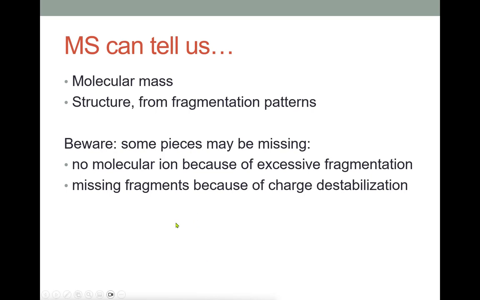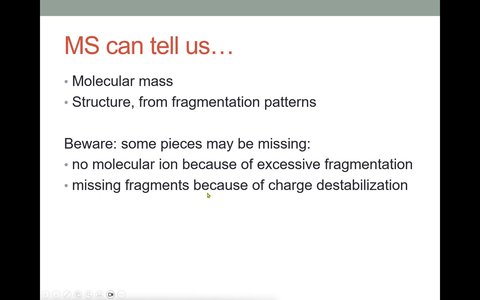So a couple things to keep in mind. Sometimes there is no M+ peak. Sometimes there is no molecular ion peak because of excessive fragmentation. If our ionization source is too strong, or our molecule happens to have a structure that breaks down into really stable fragments, we may not see an M+ peak. And that gets more and more likely the bigger a molecule is. So we'll see an example of that here in a moment.